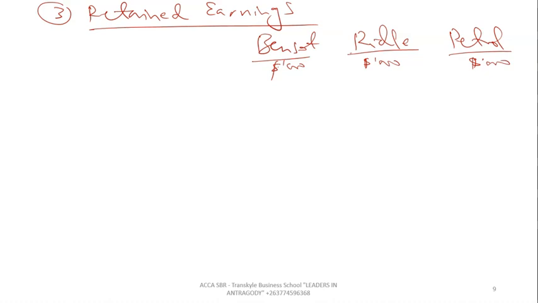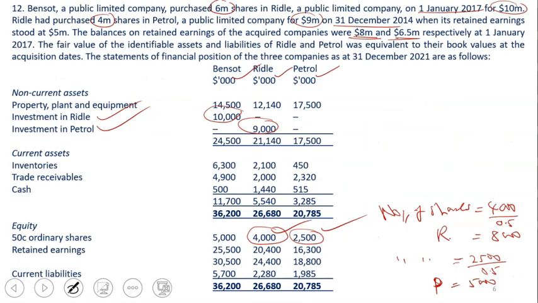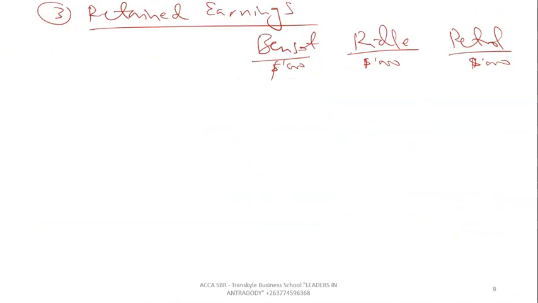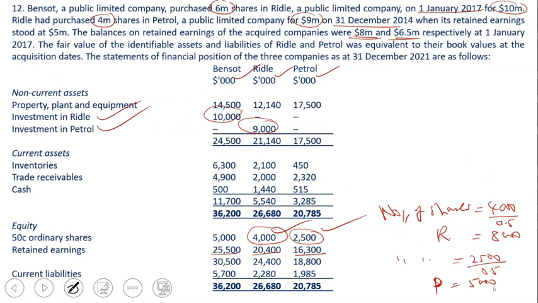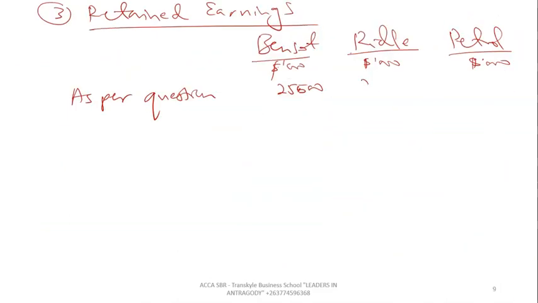So we first have to pick the retained earnings as at balance sheet date. We know that the retained earnings for the parent, Bensot, is 25.5 million, and for Redu is 20.4 million, and for Petro 16.3 million. You just have to pick these as per the question. So you can tell the examiner, as per question.